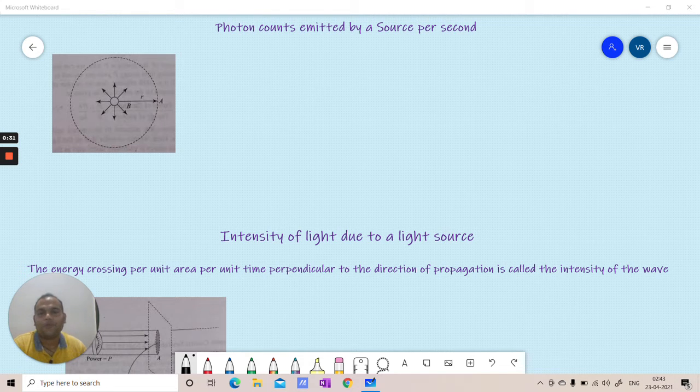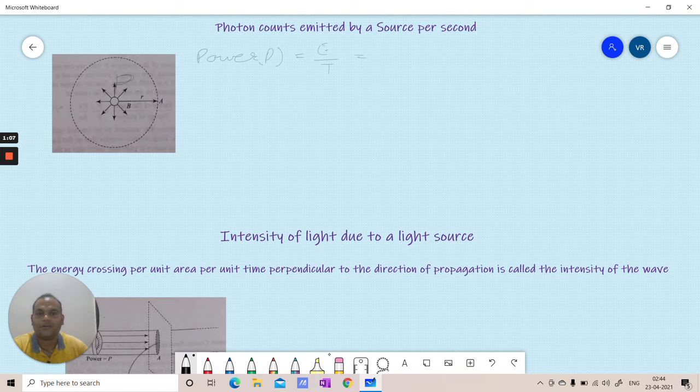Now we'll talk about the photon count emitted by a source per second. So, the number of photons emitted by a source per second. Let us consider that this is the source and this source has a power P. If power P is there, this is equal to energy upon time. So energy per unit time is power.